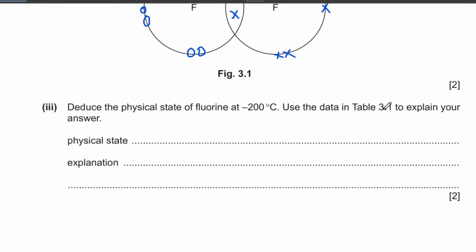Next question. Deduce the physical state of fluorine at minus 200 degrees Celsius. Use the data in table 3.1 to explain your answer. We're supposed to talk about the physical state and then we explain why.